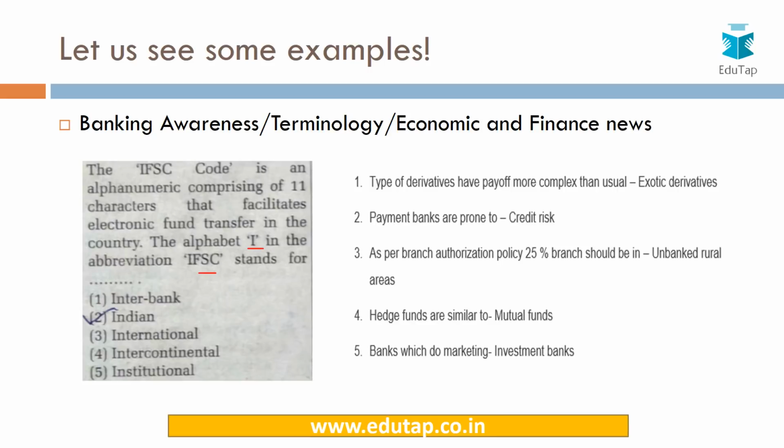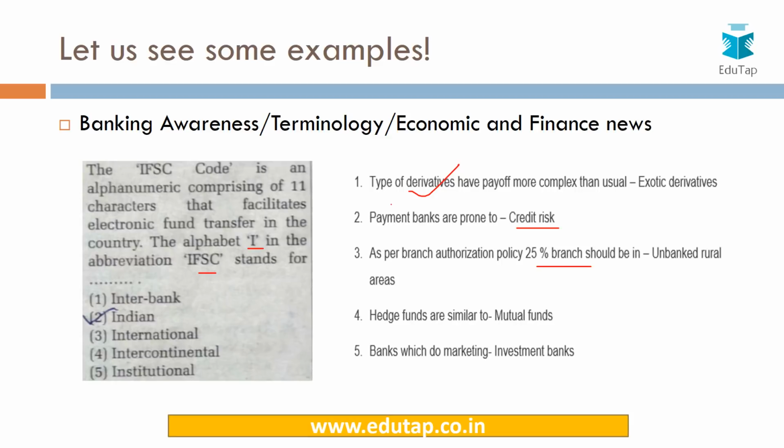Now, let us see some other questions as well to get a grip of this particular category. So, there might be questions related to type of derivatives that have payoff more complex than usual. So, this is a question from finance. Payment banks are prone to which kind of risk? Again, a question which is related to banking sector, but at the same time, concept-based question. Then we have, as per branch authorization policy, 25% branch should be in. Again, related to banking area.